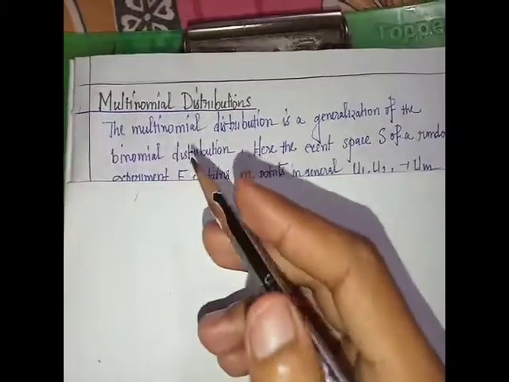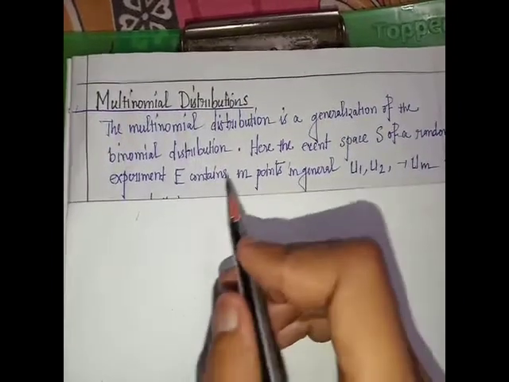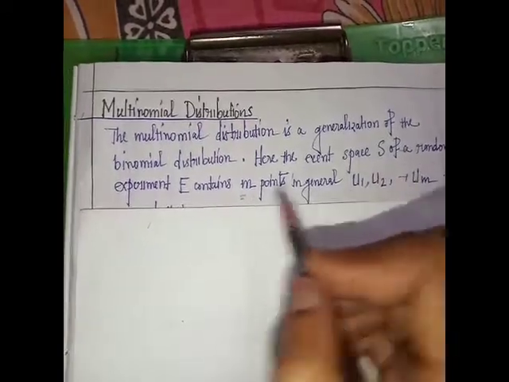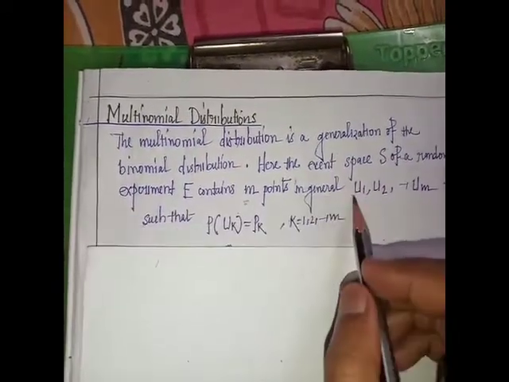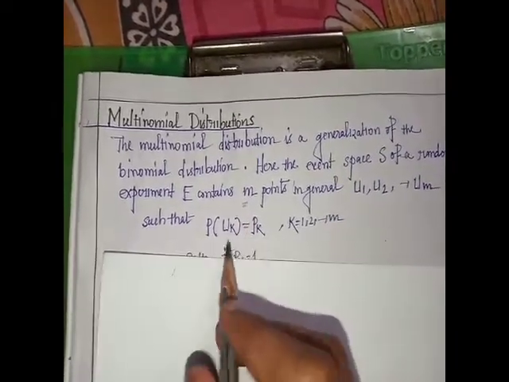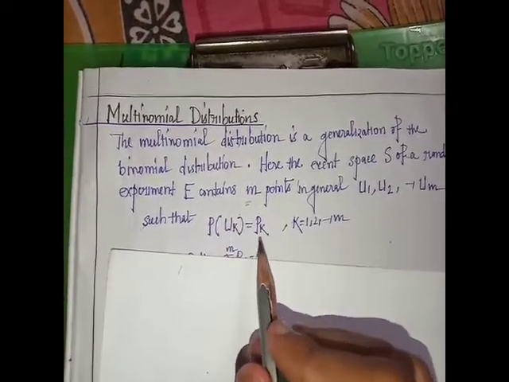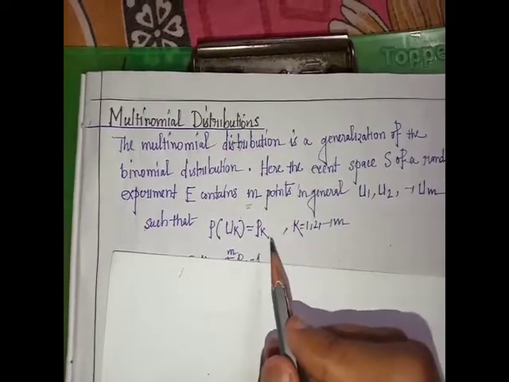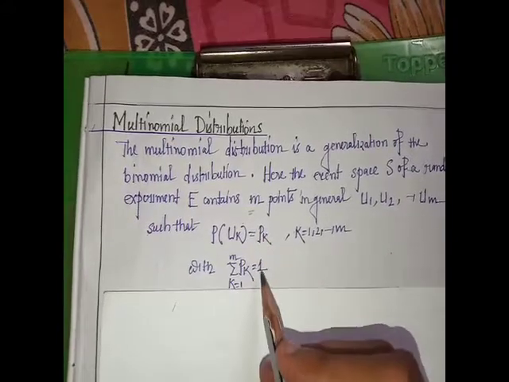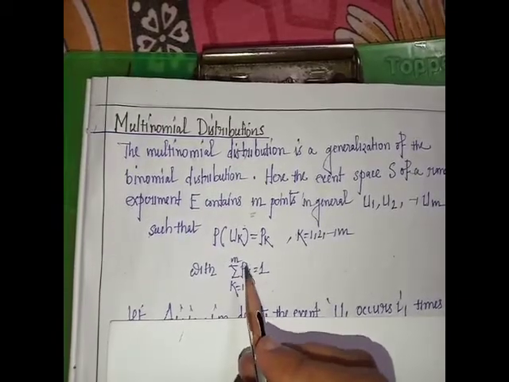What is a multinomial distribution? Let the event space or sample space of a random experiment contain m points, u1, u2, up to um. Also consider the probability of u1 equal to p1, probability of u2 equal to p2, up to probability of um equal to pm, with the summation of these probabilities being 1. That is, the summation over k from 1 to m of pk equals 1.